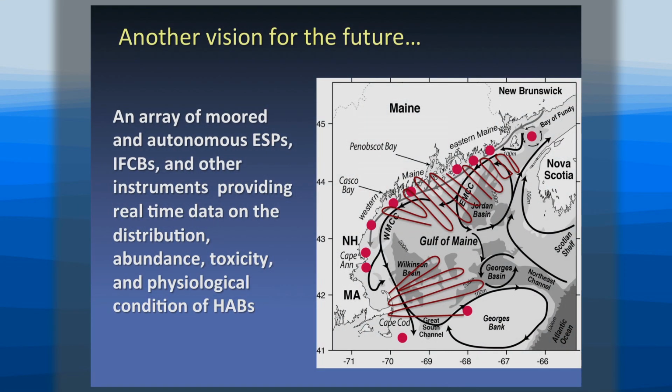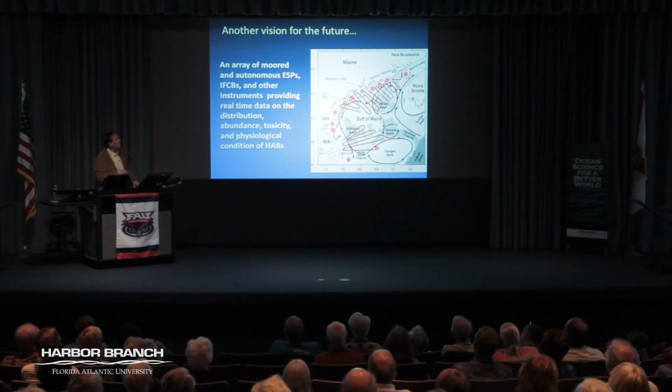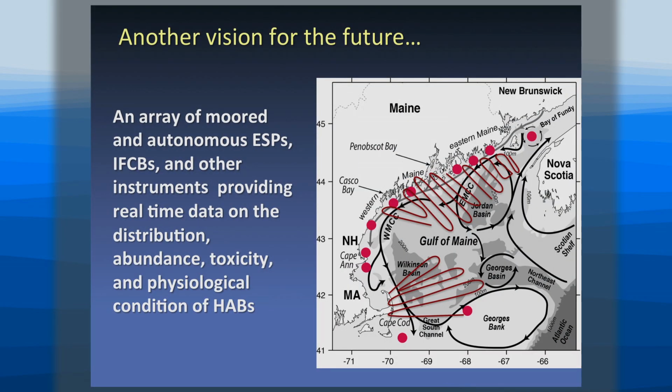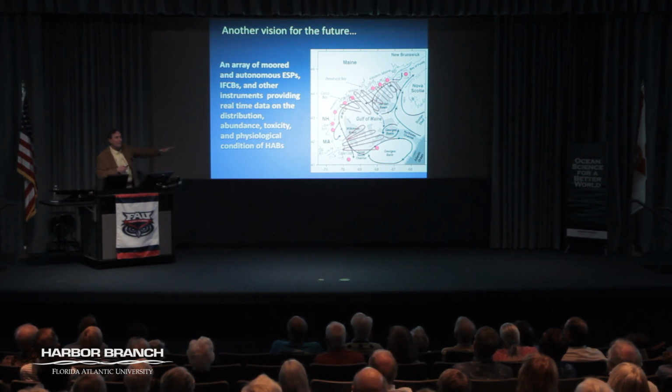So this dream that I showed you of what we think a future monitoring program should look like can change. Before, I showed you either ESPs or IFCBs moored or situated along a coast to give you early warning, to give you data for bloom model assimilation and estimates of toxicity, but we also now can go mobile. That's sort of the next phase of all this. So we can have an array of moored and autonomous ESPs and IFCBs and other instruments providing real-time data on the distribution, abundance, toxicity, and even the physiological condition of these cells. Scientists are supposed to dream. This is mine, and I know the pieces are there. There's a lot of expense, there's a lot of trial to go, but this is not too far-fetched, believe me.